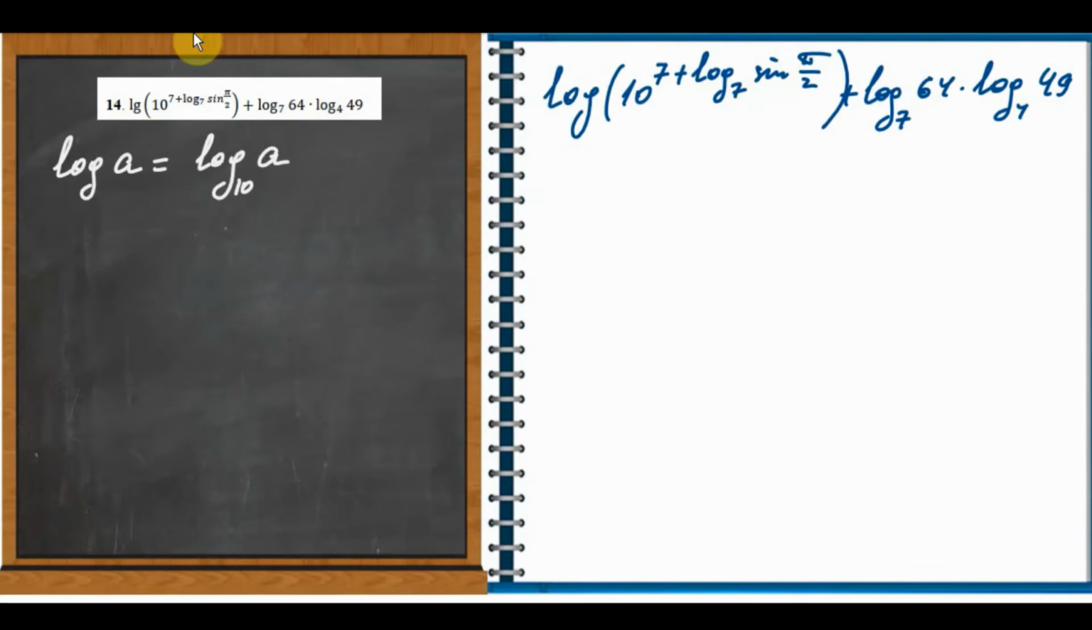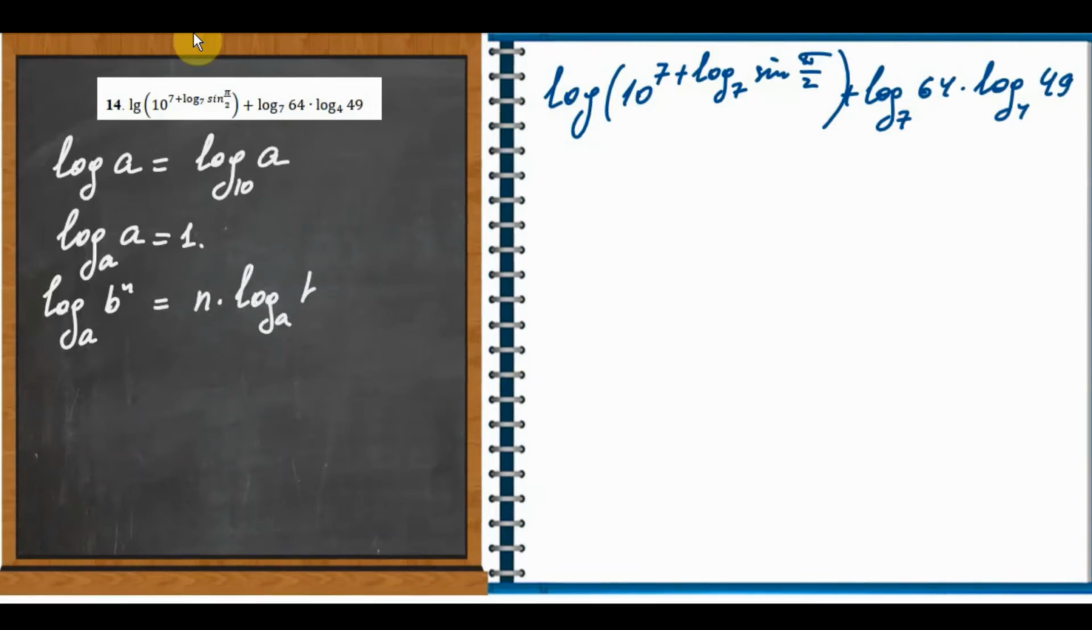Then, the second formula is when we have log base a of a, it's just 1. Then, we need to know that log base a of b to the power of n is n multiplied by log base a of b.